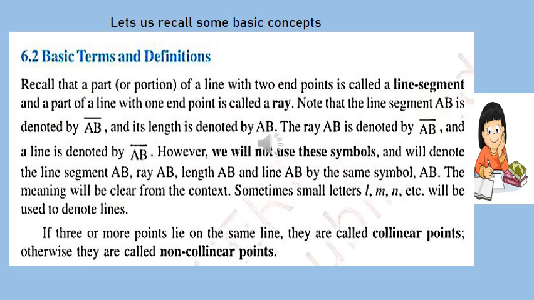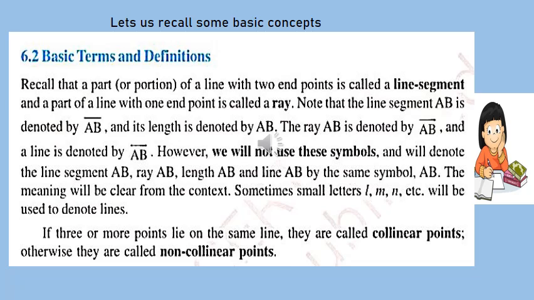Now, if you want to represent the line segment AB, it is denoted with a bar over the head, then AB. It denotes the length AB, but in Standard 9th we can denote it as only AB. The ray AB is denoted with an arrow over the head, and a line is denoted with arrows on both sides.